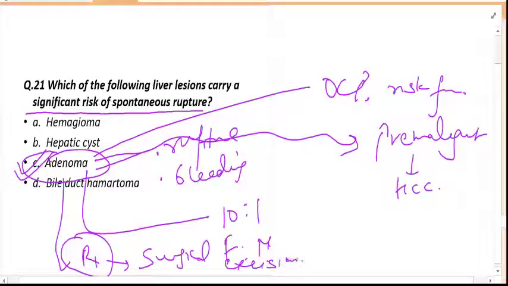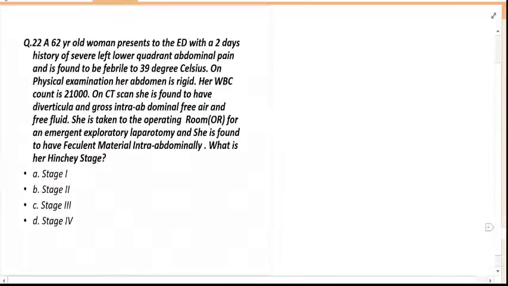Surgical excision is the treatment for most of the hepatic adenoma, which is not required in other benign tumors like focal nodular hyperplasia and hemangioma. Most of the time in hemangioma and focal nodular hyperplasia, observation is done. But in case of adenoma, especially if it is more than 5 centimeter, you need to remove because this is pre-malignant.